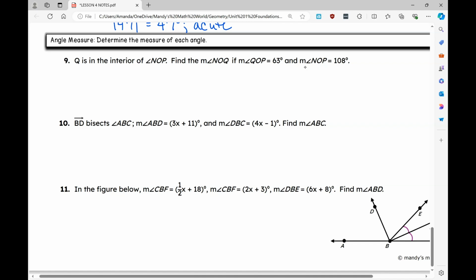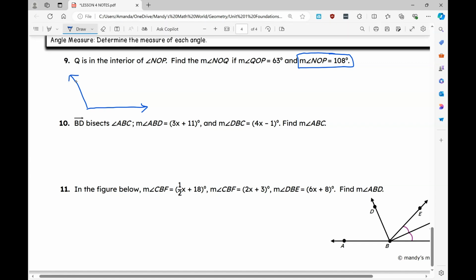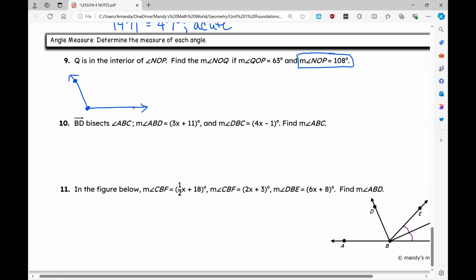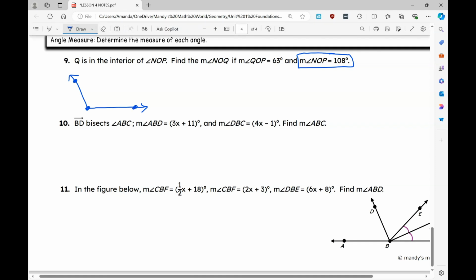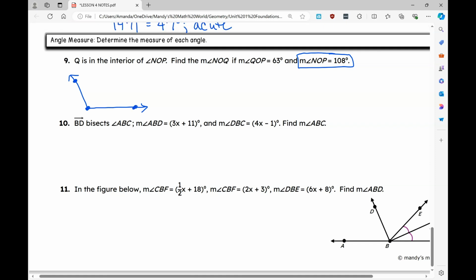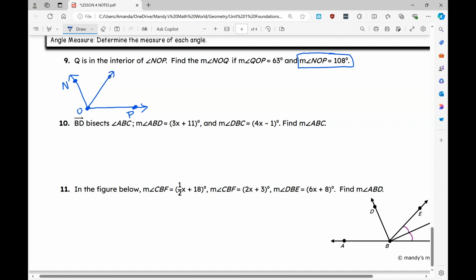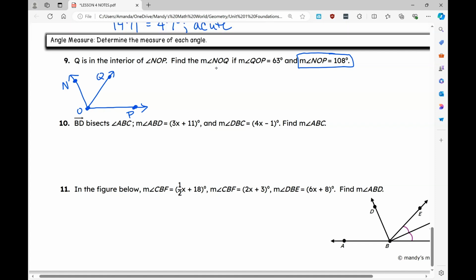Of angle NOP, the measure of angle NOP is 108 degrees. So that maybe looks something like this. And if you draw an image and you draw an angle that's not quite to scale, it doesn't really matter. Just make sure you put in the numbers or expressions correctly, okay? So this is NOP, and Q is in the interior, so it looks something like this. And I'm finding the measure of angle NOQ, that's this one, if the measure of angle QOP is 63 degrees.